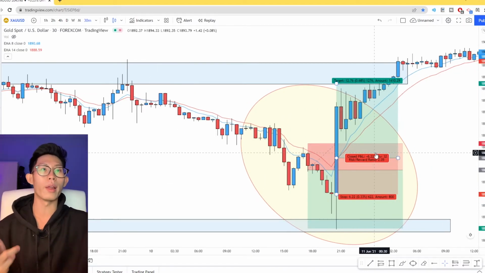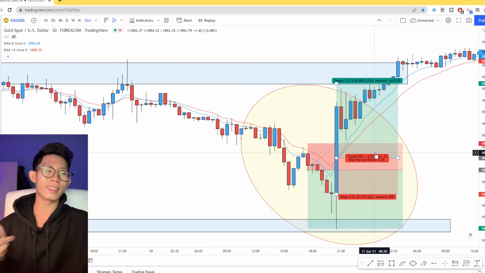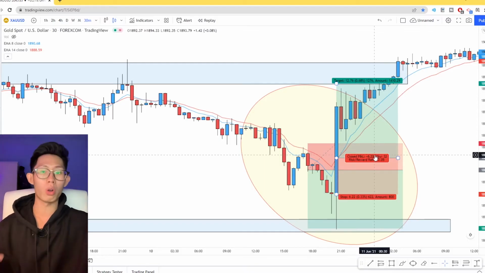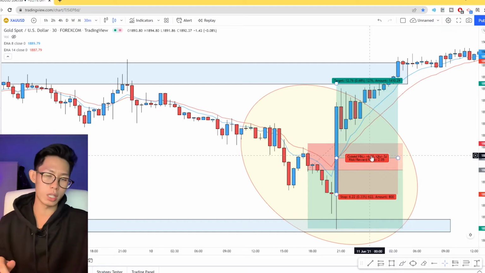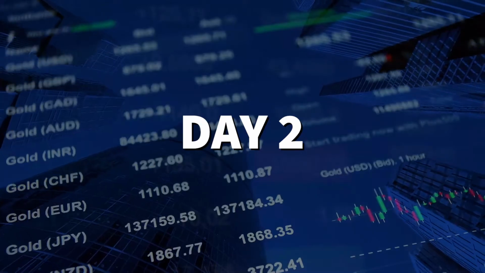So that's it for day one. It's very, very simple. Nothing too complicated. It's not rocket science. It is just pure price action, support and resistance, market structure. It's really just as simple as that.